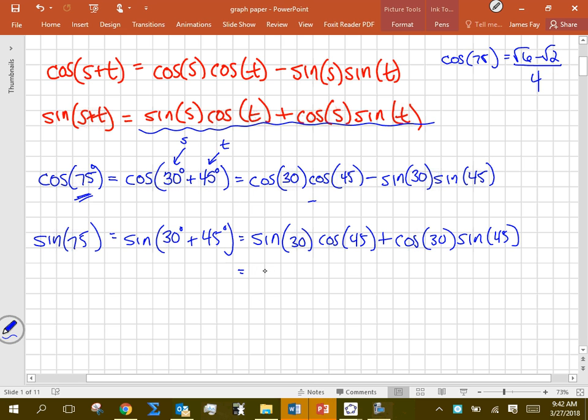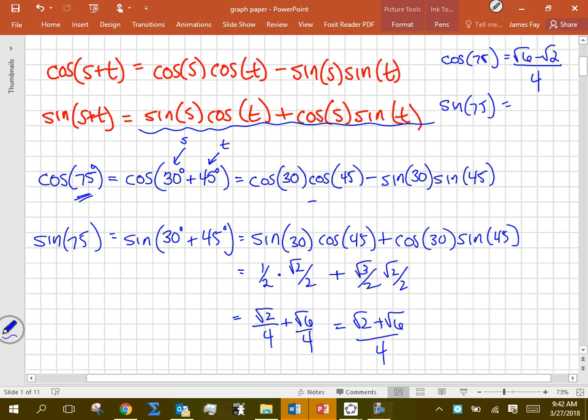And again, we evaluate. We know sine of 30 is 1/2. We know cosine of 45, radical 2 over 2. Cosine of 30, radical 3 over 2. Cosine of 45, radical 2 over 2. And you can write that however, it's the commutative property, so you can write it as radical 2 plus radical 6 or radical 6 plus radical 2.